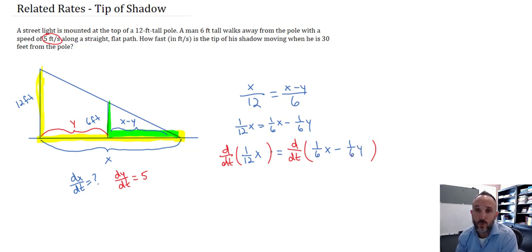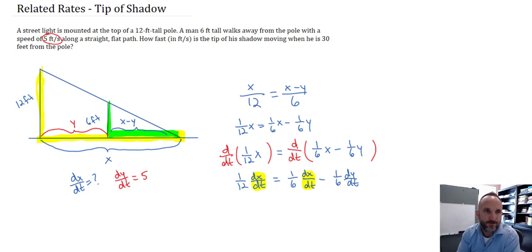And remember, x and y are both values that are changing with respect to time. They're both functions of time. So when I differentiate 1/12 x with respect to t, I get 1/12 times dx/dt. And on the right side, I get 1/6 times dx/dt minus 1/6 times dy/dt. Now what I can do is substitute in anything that's given, and then solve for the unknown dx/dt.